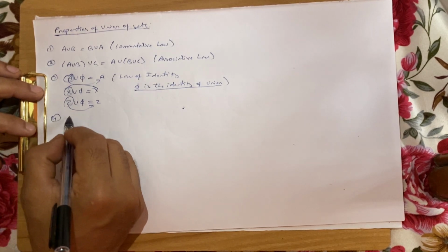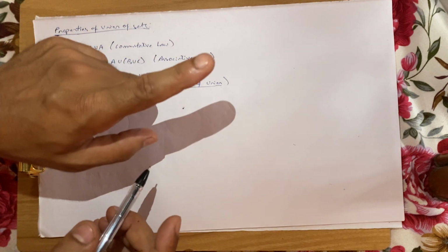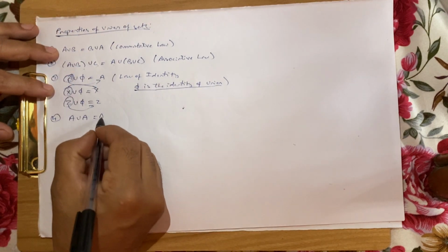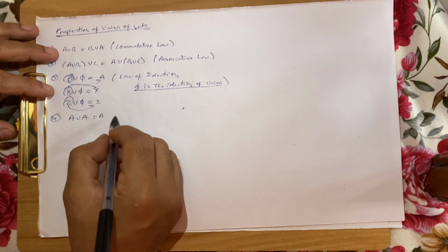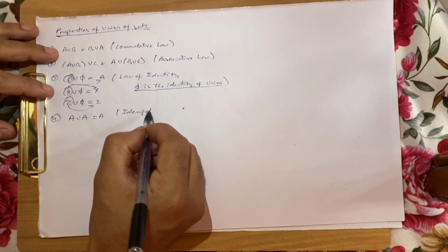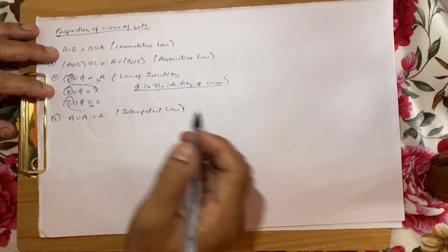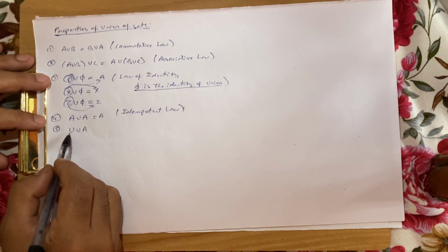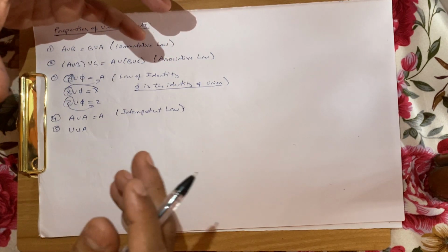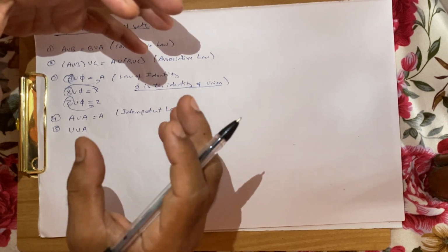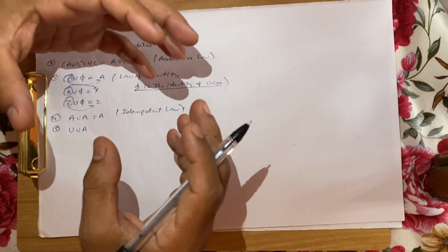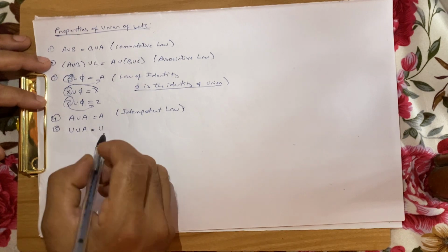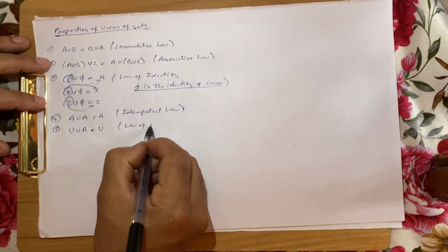Now the number 4 is A union A. Think about this. There is a set A and there is another set A. Means both the sets are same. Combine both the sets, you'll get the set A itself, the same set. Now this is the idempotent law. The fifth one is U union A. Now U is the universal set, that is bigger, and there is a set A, whatever elements the set A has will be present in the universal set also. So when I combine both the sets, I'll eventually get the bigger set only, right? So it will be the universal set.